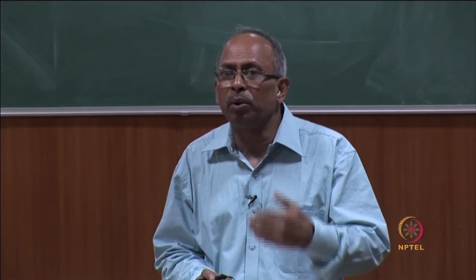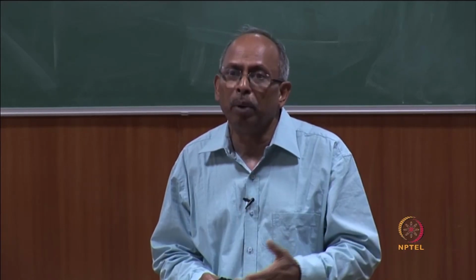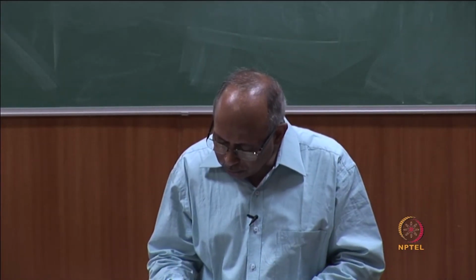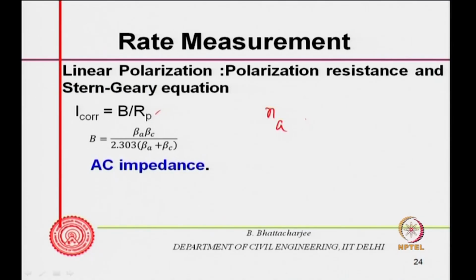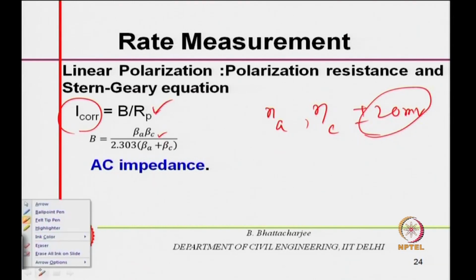I only wanted to mention that corrosion rate can be found out by the linear polarization technique, where you have a small overpotential, nu A or nu C, within plus minus 20 millivolt. The slope of the Tafel line in the zone where nu A, nu C do not exceed 20 millivolt gives us R p, and I corr is B over R p. B is the Stern-Geary constant given by this formula.